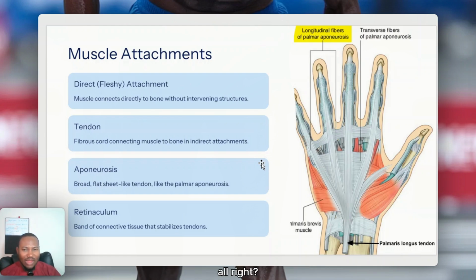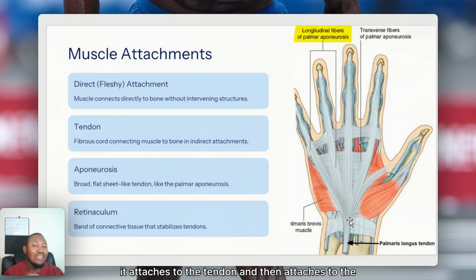How about if you are tested using muscle attachment? You need to know what direct and indirect is. I explained this initially, so I wanted to mention it again, because they can tell you, which of the following describes muscle tissue emerging directly from a bone? And you are telling them this is a direct attachment, because if it's an indirect attachment, the muscle will not be emerging directly. For example, what is a tendon? I told you a tendon is a fibrous cord connecting muscle and bone in an indirect attachment. So instead of the muscle attaching to the bone, it attaches to the tendon and then the tendon attaches to the bone. That's indirect attachment.